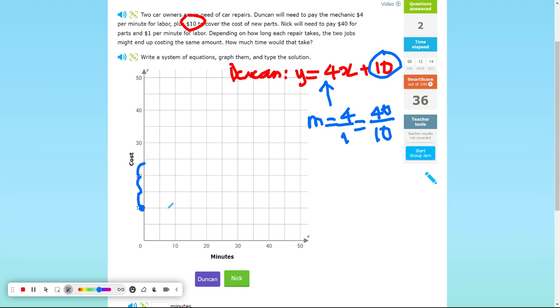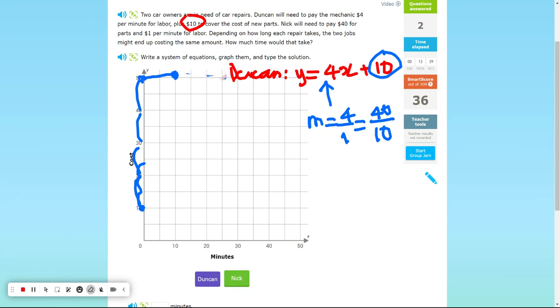Ooh, this is 40, so that should go up to... each of these is only 5. So go up to 40, so go up to 50 right here. Okay, so 10, 20, 30, 40. And then you go all the way to 10. All right, so 10 is right here. Okay, I went a little bit too far, so let me delete this one.